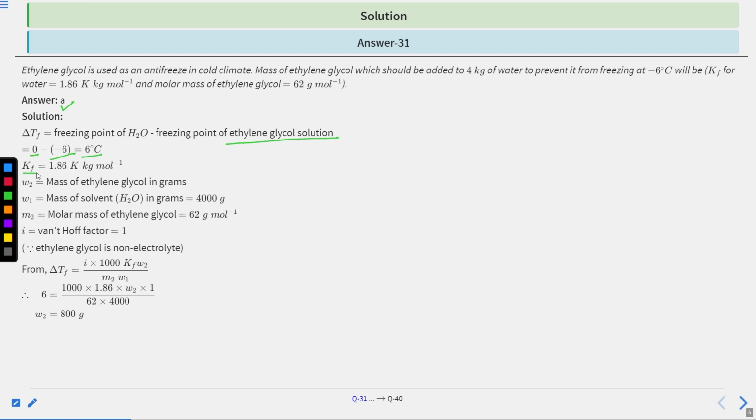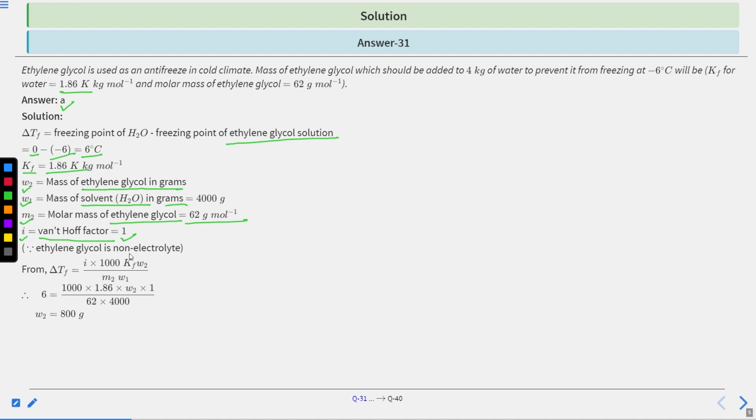Kf is given for water as 1.86 K kg per mole. W2 is the mass of ethylene glycol in grams. W1 is the mass of solvent, that is H2O, in grams. These are all given in the question. M2 is the molar mass of ethylene glycol, which is given as 62 gram per mole. And i is the van't Hoff factor, which equals 1 for ethylene glycol.